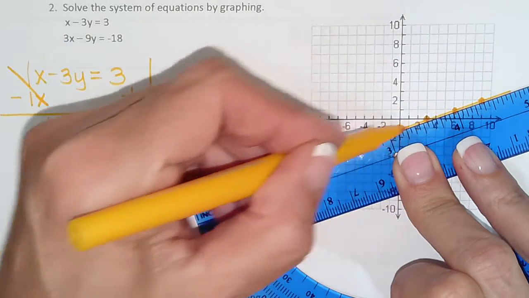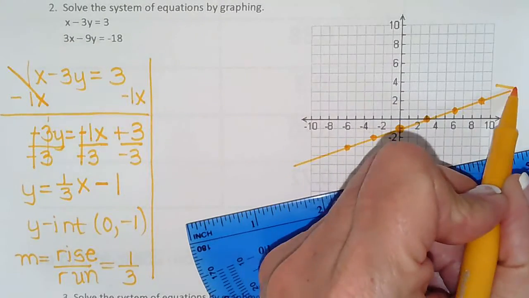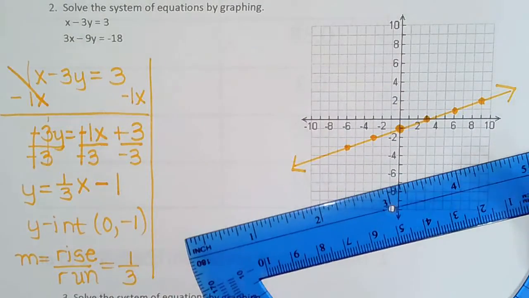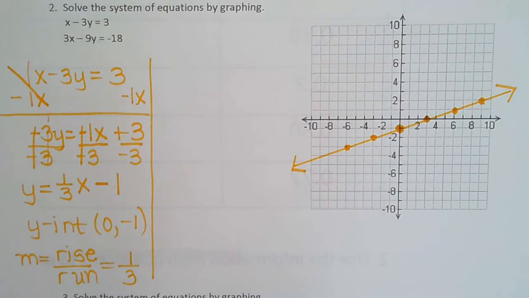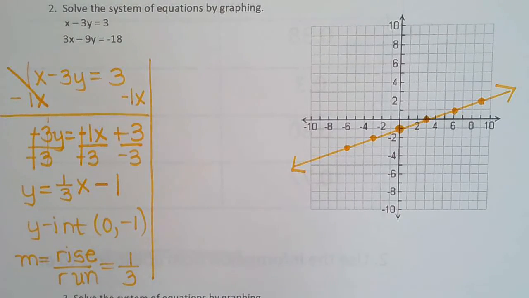And you can see you want these lines to be really exact, so make sure and use your straight edge, because you're reading where they cross. If you just slop a line on that's not straight, it's going to be really hard to tell where it intersects.